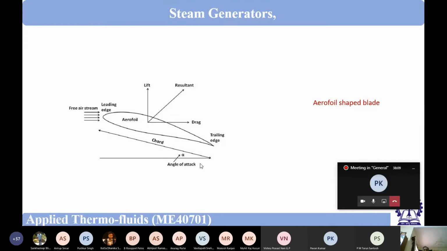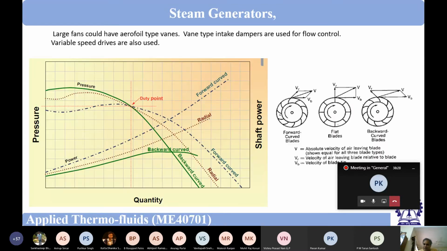Stall is more complex. So you know only this much, that when this kind of big fans are used, there is a problem of stall. So one has to be careful. The stalling region of the fan has to be avoided. Fan has to be used beyond the stalling region. Okay.